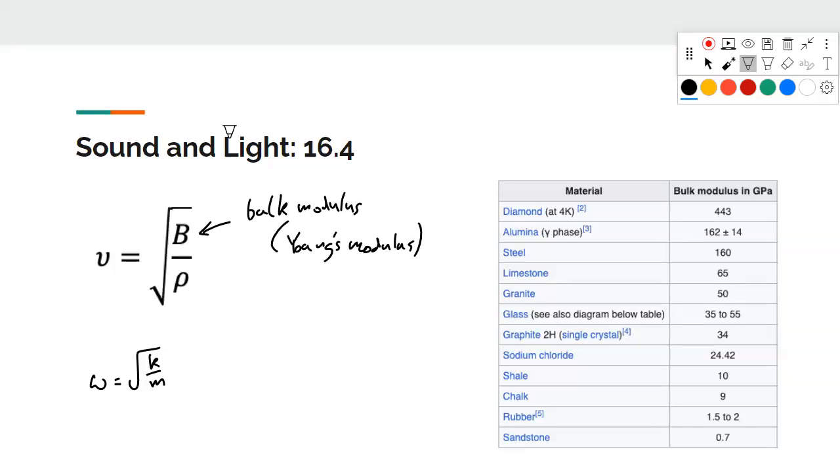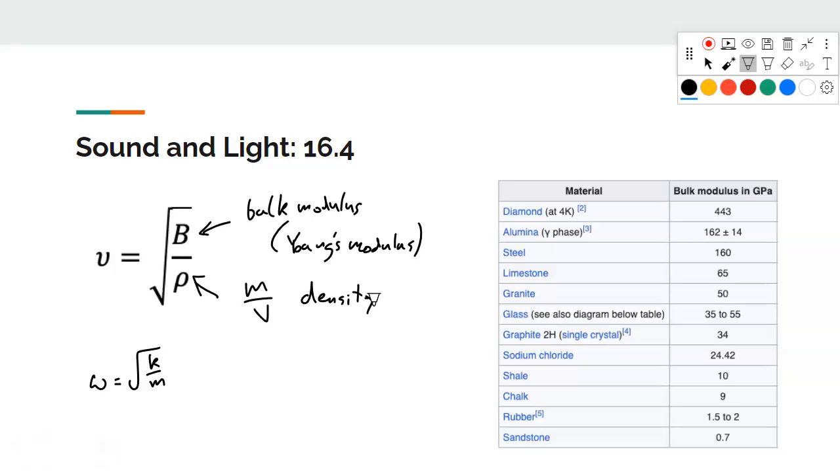So you can see for something like diamond that has a very regular crystal, that the bulk modulus is on the order of a few hundred, whereas for something like chalk, rubber, or sandstone, you can imagine those materials are very easy to break apart, kind of dusty, so you get a much lower bulk modulus. So it's telling you something about the springiness, basically. And the rho here is the mass over volume density. And so that's telling you something about the mass of the material.